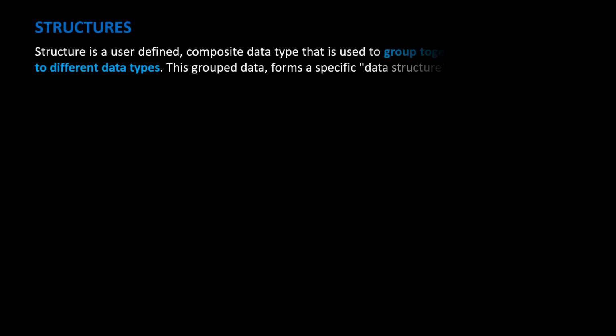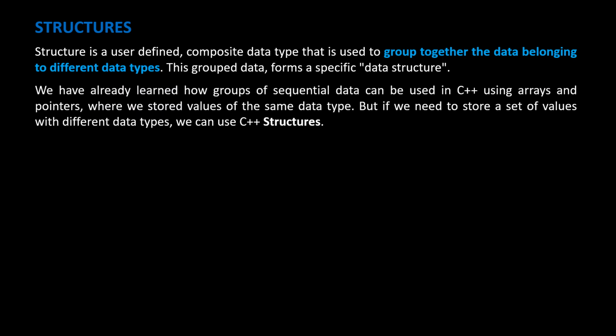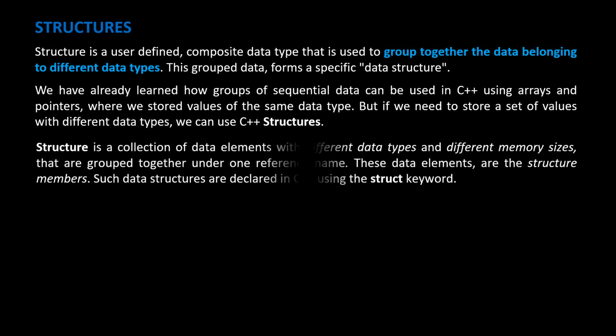Structures. A structure is a user-defined, composite data type that is used to group together the data belonging to different data types. This grouped data forms a specific data structure. We have already learned how groups of sequential data can be used in C++ using arrays and pointers, where we stored values of the same data type. But if we need to store a set of values with different data types, we can use C++ structures.